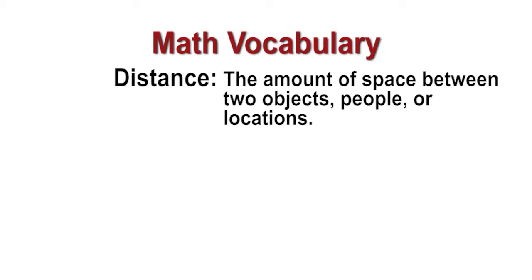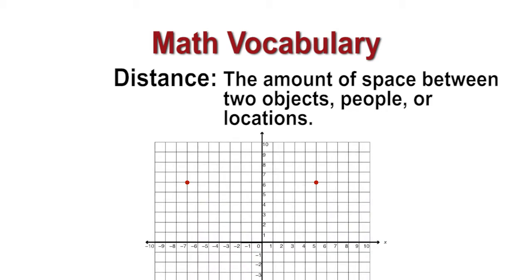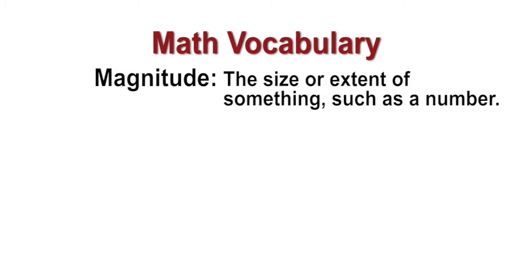Distance is the amount of space between two objects, people, or locations. The distance between the two locations marked on the coordinate plane is 12 units. Magnitude is the size or extent of something, such as a number.